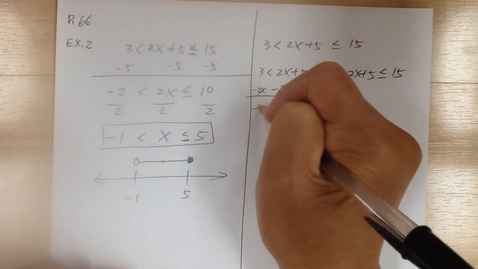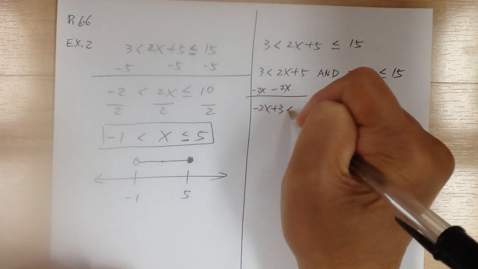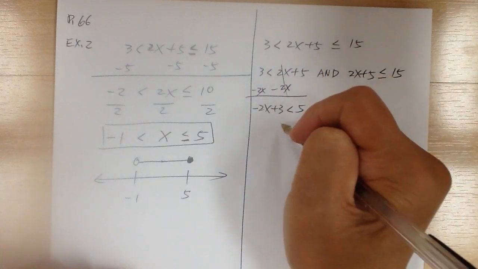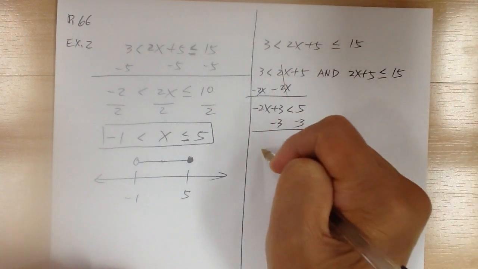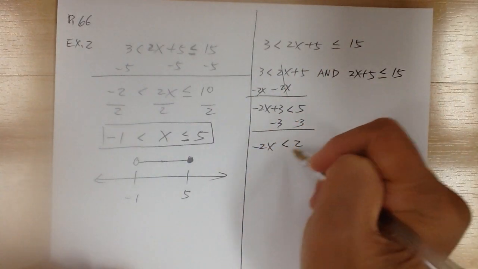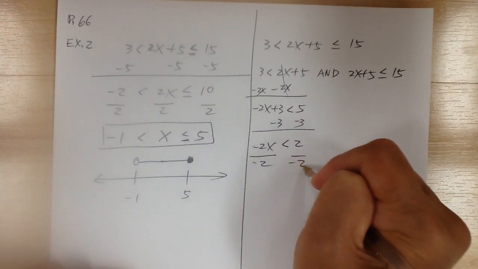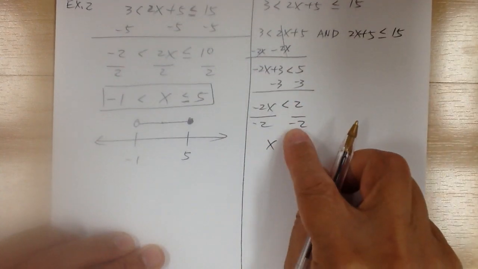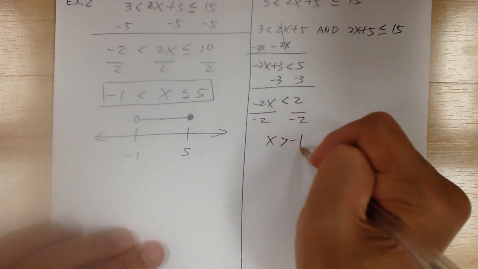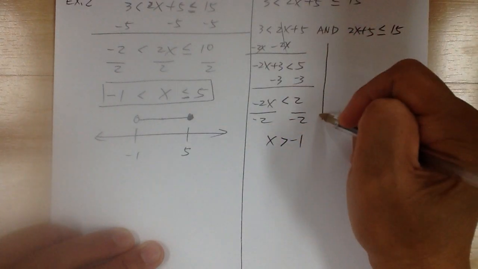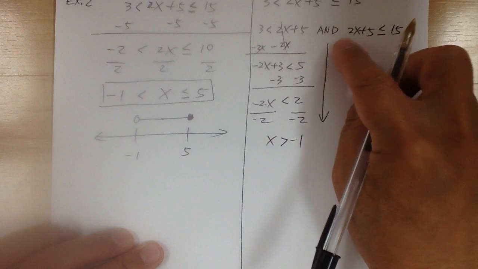Okay, so I get negative 2x plus 3 is less than 5. Then I'm going to minus 3 on both sides. So I got negative 2x is less than 2. Divide by negative 2, divide by negative 2. So I got x. Now remember, divide by negative, you have to change direction. Okay, and then you have to follow through. This is very important. You must have this.